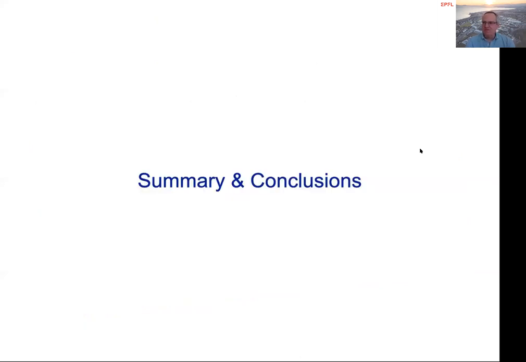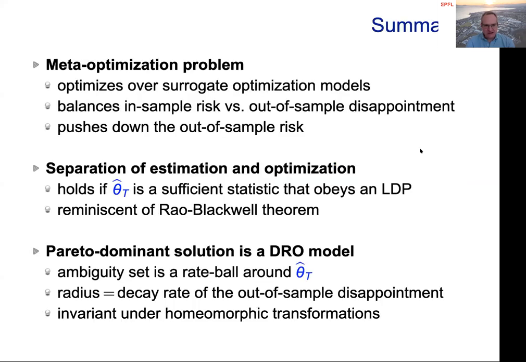Okay, so this brings me to the end of my talk. I'd like to give you a summary and maybe draw some conclusions. We've formulated a meta-optimization problem, and the goal in this problem was to optimize over different surrogate optimization problems, which are encoded or represented by data-driven predictors, which are the objective functions, and which yield data-driven prescriptors, which are the optimal solutions. So the meta-optimization problem is an optimization problem over optimization problems. And it is designed to balance the in-sample risk, which is what we try to minimize in the objective, versus the out-of-sample disappointment, which we try to control in the constraints.